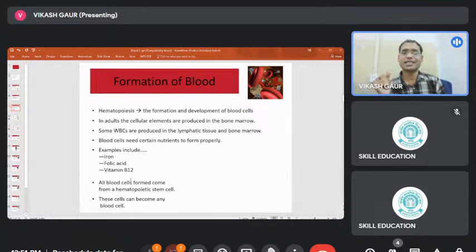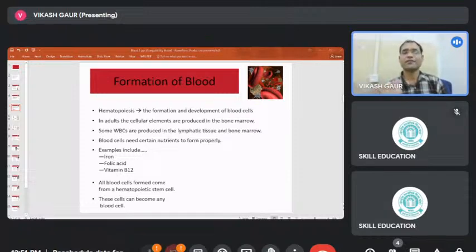Blood cells need certain nutrients to form properly. These include iron, folic acid, and vitamin B12. These nutrients are required for the formation of blood cells. So for every needy person, the doctor suggests iron tablets, folic acid, and vitamin B12 in case of a deficiency of blood.